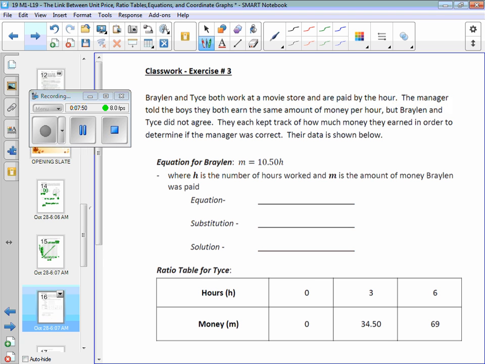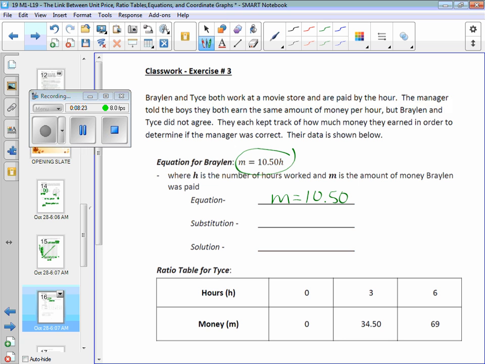All right, so these two dudes work in a movie theater, right? The manager tells them that they earn the same amount of money per hour. But Braylon and Tice do not agree. So they kept track of how much money they earned in order to determine if the manager is correct. And so their data is shown. So we have an equation for Braylon. M stands for the money he earned. H stands for hours. So this is what we do. We're going to rewrite this equation.